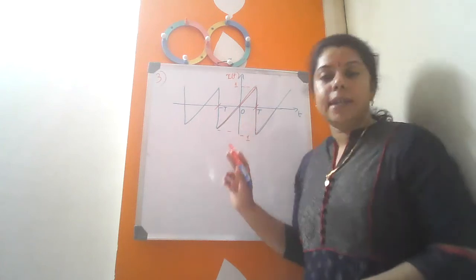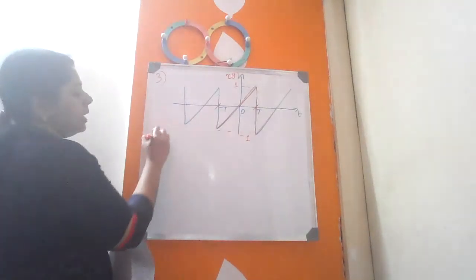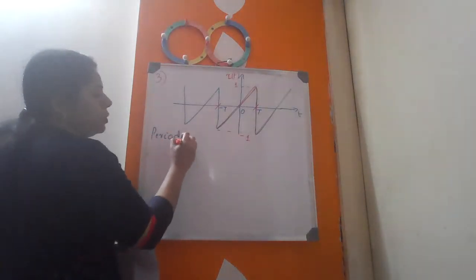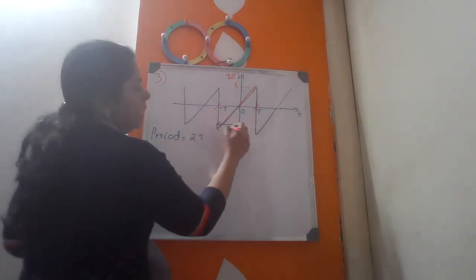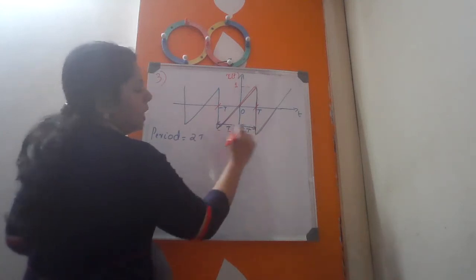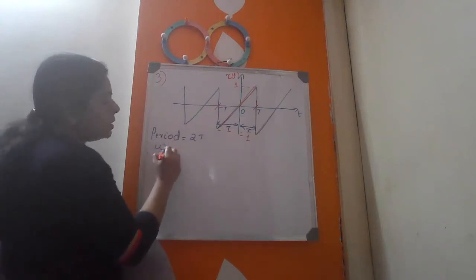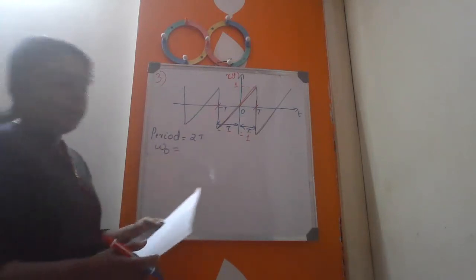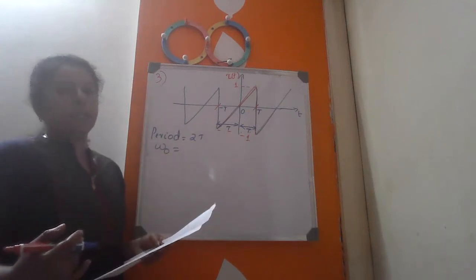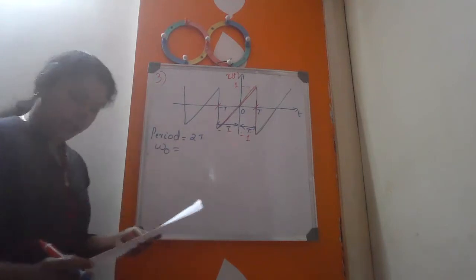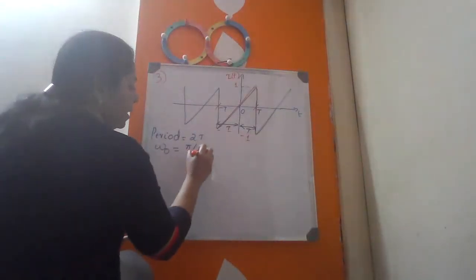First, let us see what the period of the signal is. I can tell that the period of the signal is equal to 2t. Why? Because this is t and this is also t, and t plus t is 2t. Now write the angular frequency. Angular frequency is 2 pi by T, that is 2 pi by 2t, which is pi by t. This is the angular frequency you are getting.